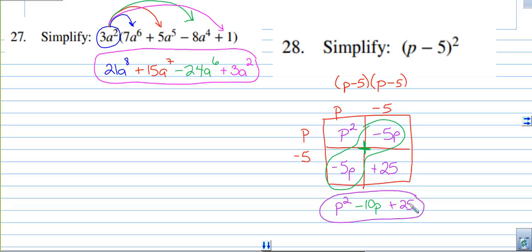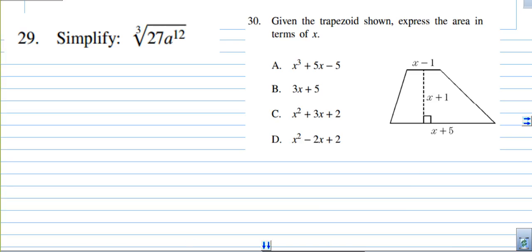and this becomes our final answer. And for those of you who are very good at your multiplication skills, this becomes p squared, negative 5 squared, which is 25, and then 2 times negative 5 times p, which is negative 10p. That's the shortcut method if you were trying to learn one. Okay? If not, if that confuses you, stick to the box method. That's okay. Let's look at question 29.